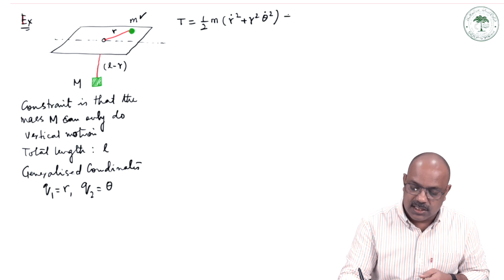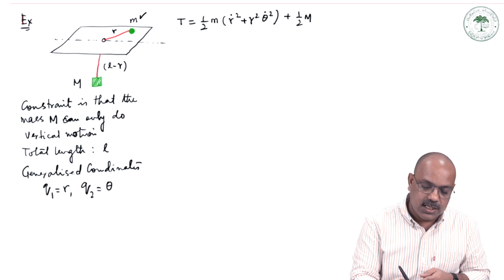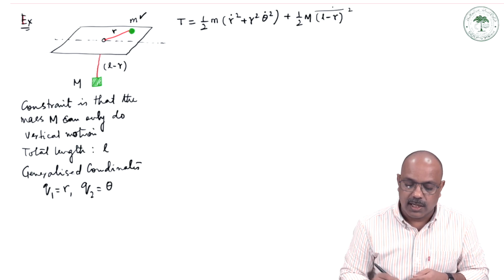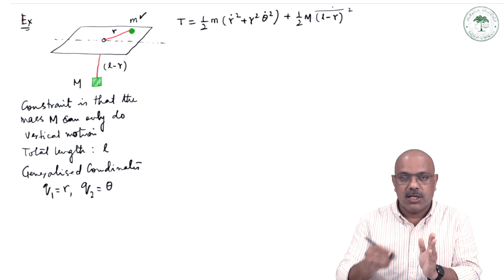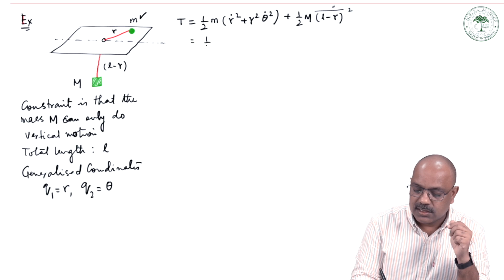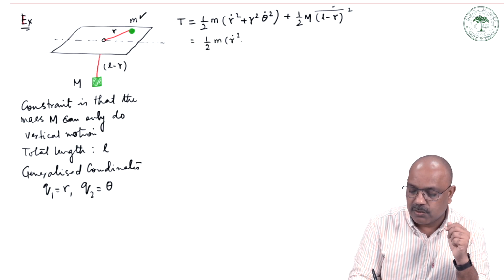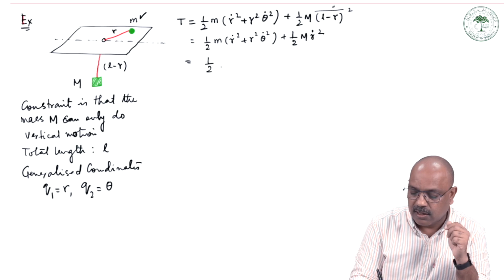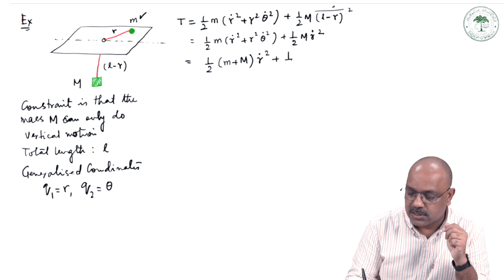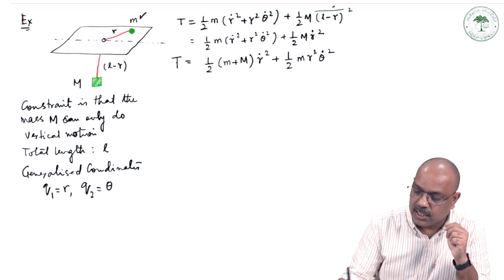For the second mass, the kinetic energy is half M times the derivative of its coordinate L minus r, so it is half M (L minus r) dot square. It is restricted to only do this vertical motion, so there is no angular term here. So I can write the kinetic energy as half m (r dot square plus r square theta dot square) plus half M r dot square, which is half (m plus M) r dot square plus half m r square theta dot square.